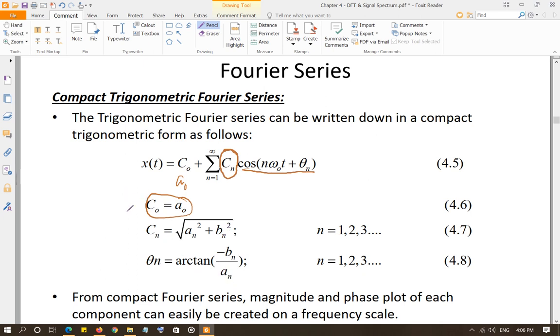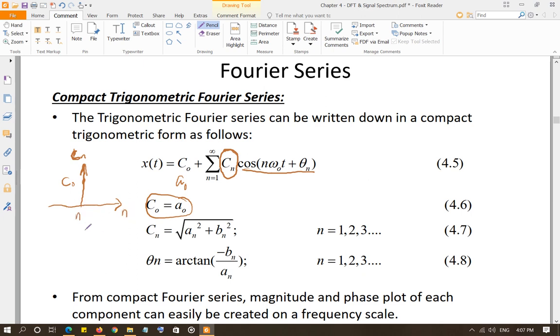So when you plot the Fourier components, you can plot cn versus n, or cn versus the frequency, and you can plot theta n versus n, or theta n versus frequency. So if you're plotting c, the magnitude, c of n, then you have a naught, the first component here, or c naught, at n equal to 0.